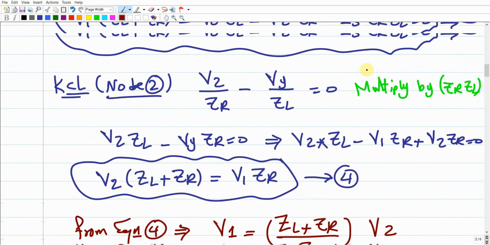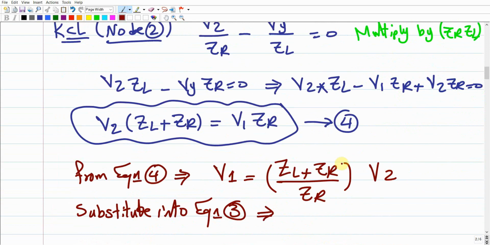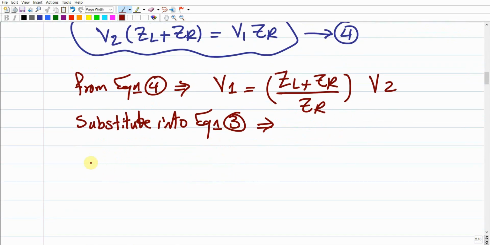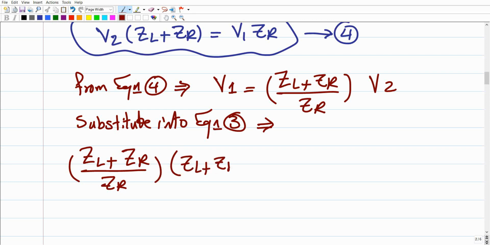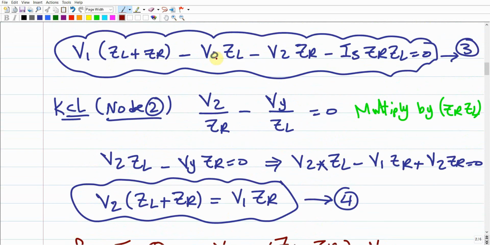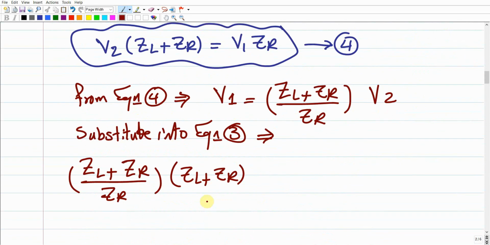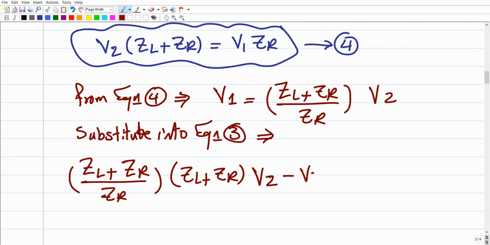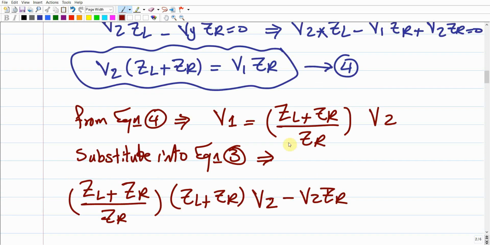So plugging into the third equation, remove V1 and substitute with this value. You're going to multiply this parentheses times this one. So this is going to give us ZL plus ZR divided by ZR, all of this multiplied times ZL plus ZR. This is just the first term. Negative V0, all of these negatives we can move back except the V2, because we're already collecting V2. There should be V2 here, right? This is the first term. So we still have here negative V2 ZR, right?